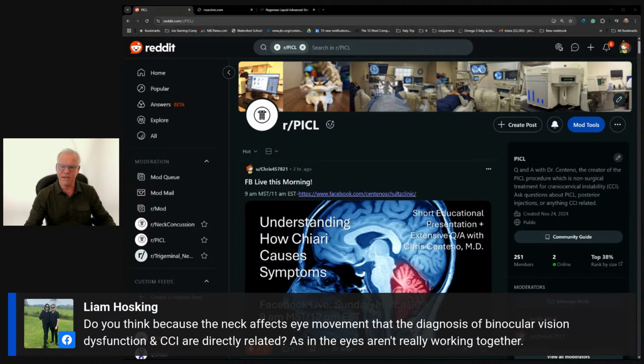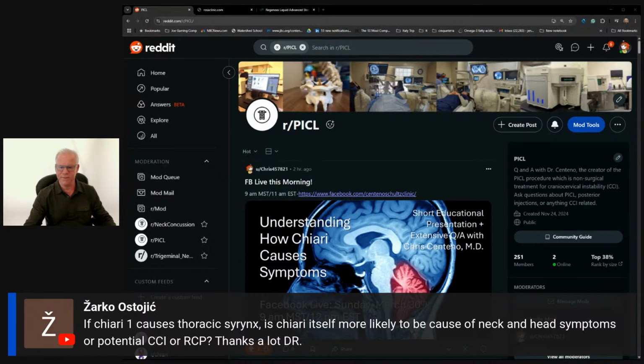Liam, do you think because the neck affects eye movement that the diagnosis of binocular vision dysfunction and CCI are directly related, as in the eyes aren't really working together? I do, Liam. Yeah, so your upper neck provides information to your brain about coordinating eye function, and those two have to talk together. There's also another message that goes to the inner ear, and actually all three have to be coordinated to have normal binocular eye function.